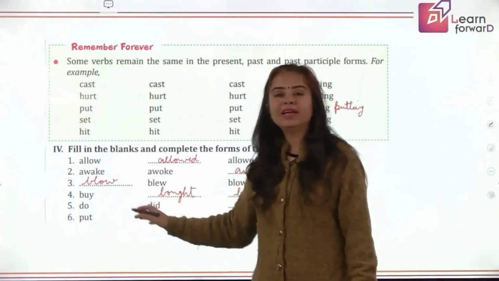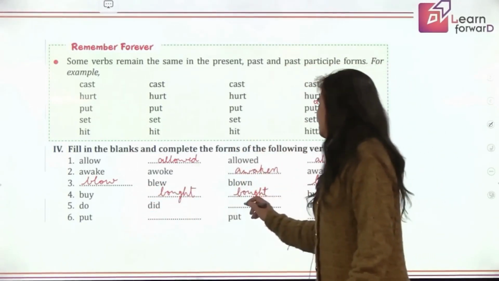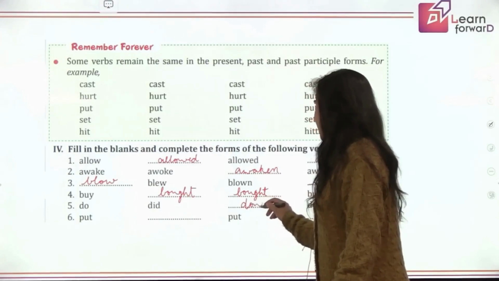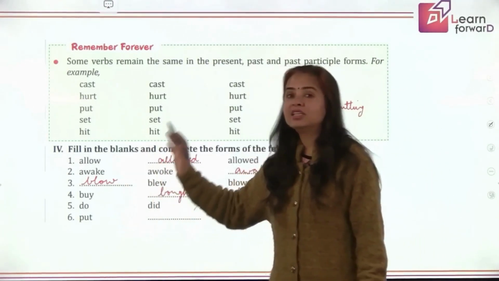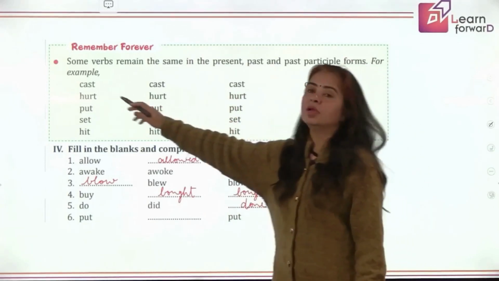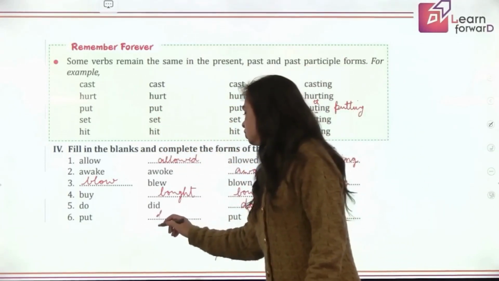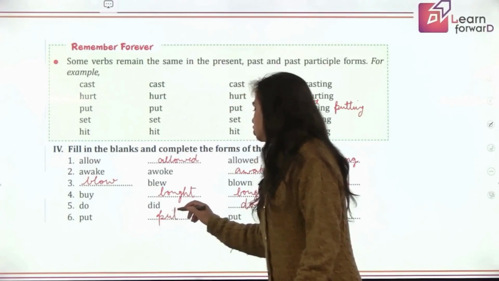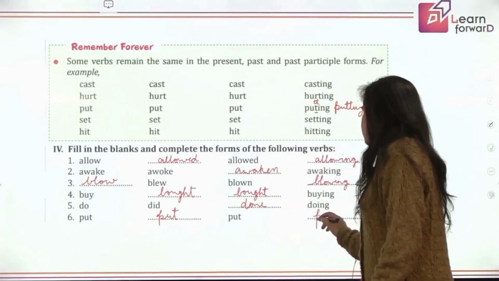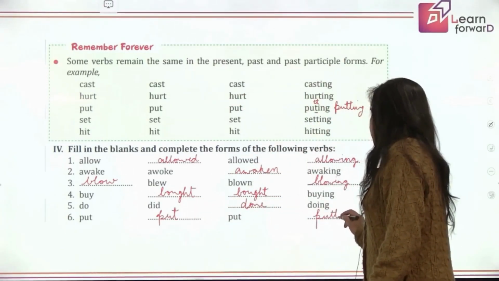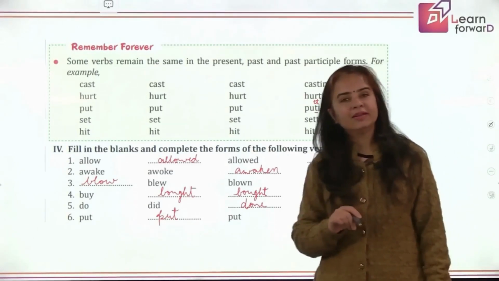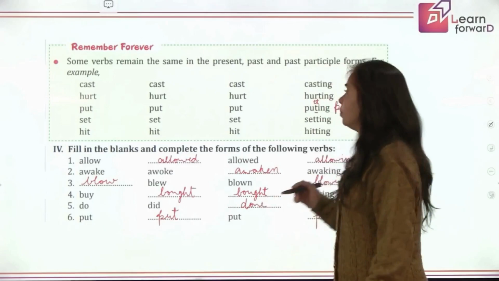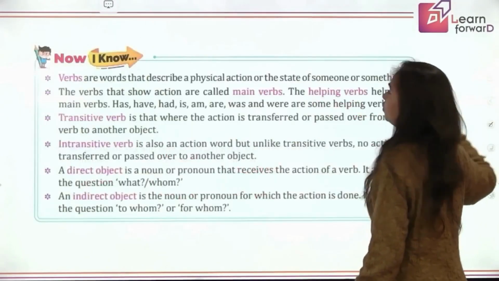Next, do, did. Everybody knows this is do, did, done, and then doing is the present participle form. Put, I just told you, put remains the same. Put, put, put. So this will not change in form. Put, put, put. And please remember to double the last letter T. It becomes P-U-double-T-I-N-G, putting. So I hope you'll just remember them and learn more of the forms of different verbs.